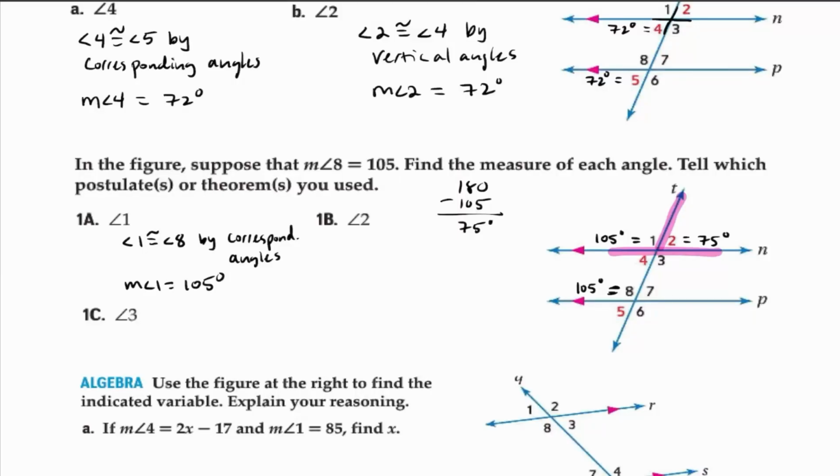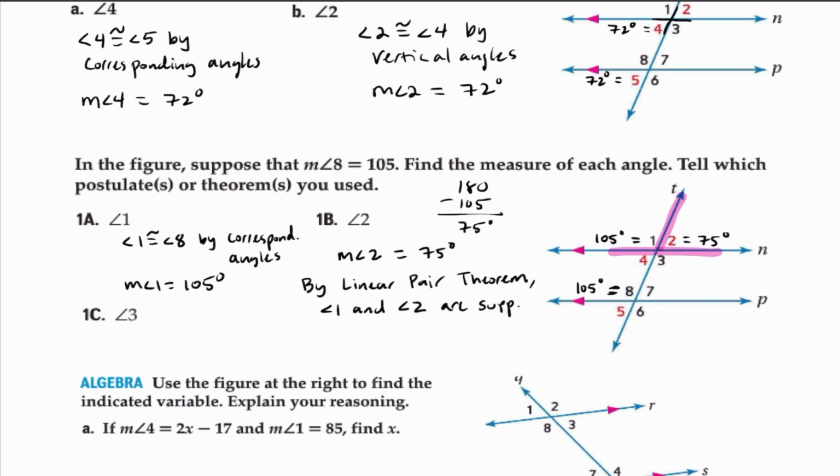And I'm going to write my answer over here. The measure of angle 2 is 75 degrees. Now, how do I formulate my answer? Well, I say by the linear pair theorem, angle 1 and angle 2 are supplementary. And I'm going to shorten that.